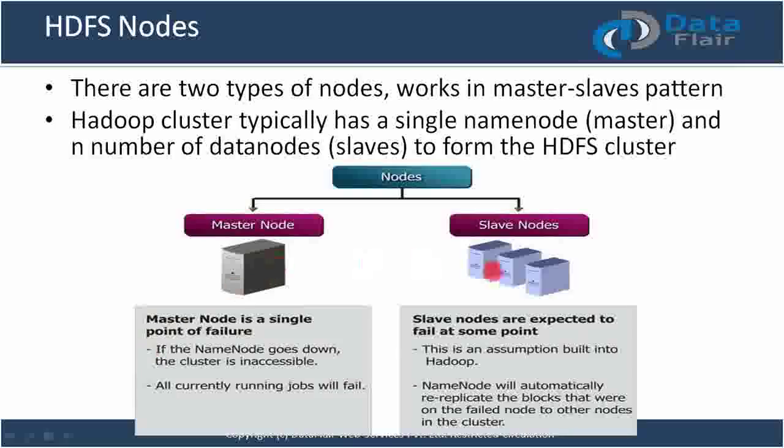Without your master node, slave nodes will be of no use. Without the master's data, that's called metadata, the slave's data, that is the actual data blocks, will be of no use. So if the master node goes down, if the name node goes down, the cluster is inaccessible. All the currently running jobs will fail, all the MapReduce jobs, all the work that is going on currently.